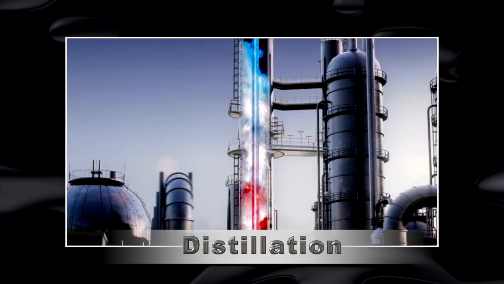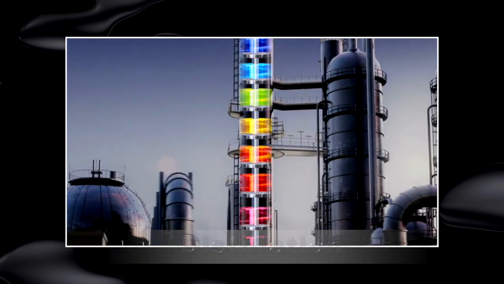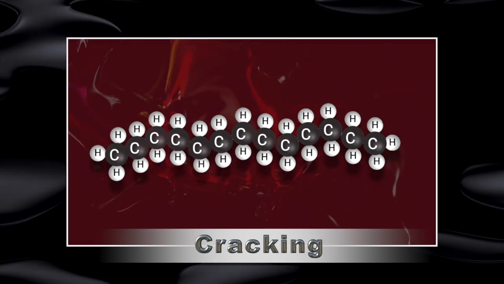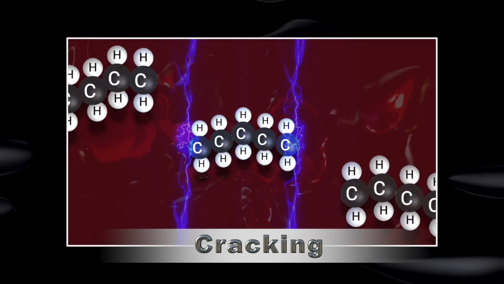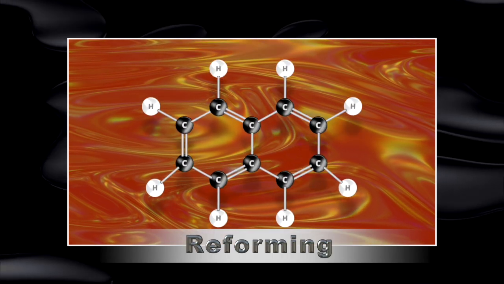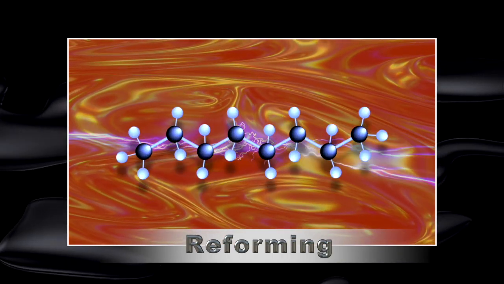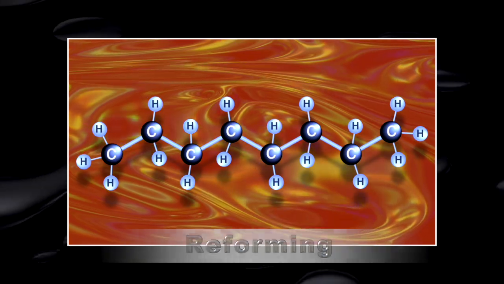Distillation. Crude oil undergoes heating to separate its diverse hydrocarbons. Cracking. Heavy oils with lengthy hydrocarbon chains are broken down, producing lighter fuel. Reforming. Complex molecules in naphtha are rearranged to produce simpler, usable gasoline-like molecules.